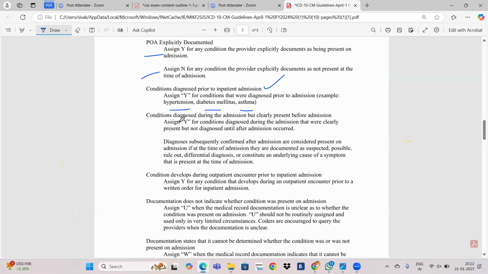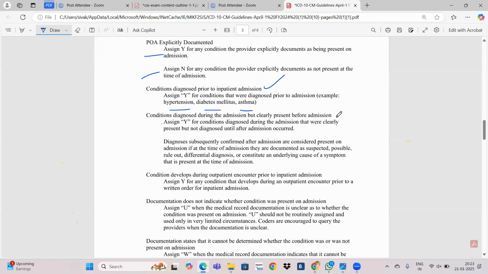Next concept. Conditions present clearly at the time of admission, but it was evaluated after admission. For that, assign Y indicator. Condition diagnosed during the admission but clearly present before admission. So I will give some examples, now then you will understand.